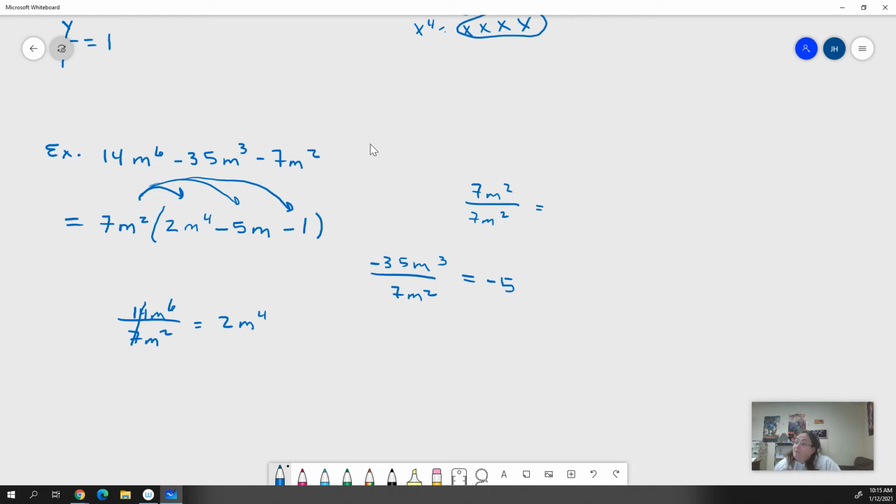And then we had three m's and we took two. So we're still left with one m. And then the last part, we just did this. And that's how we get those pieces. We're dividing them out individually. Does that make some sense to you guys?